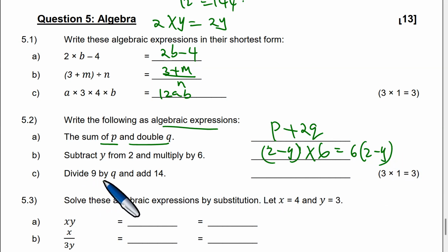Divide 9 by q and add 14. What's the answer? Divide 9 by q and add 14.